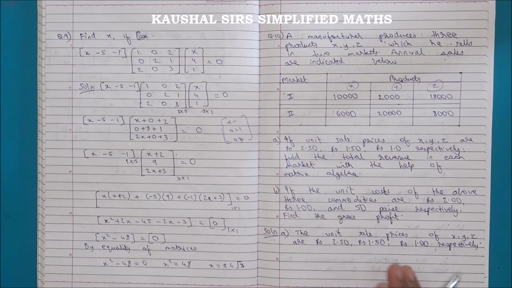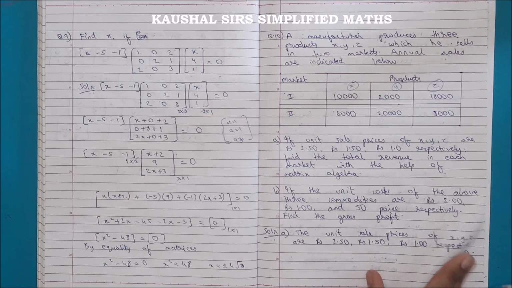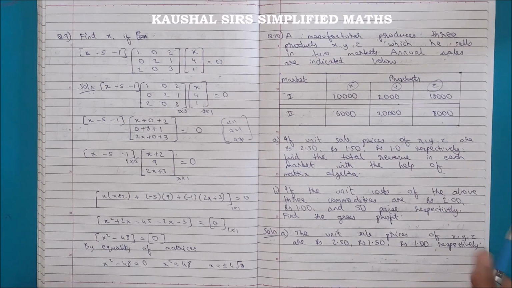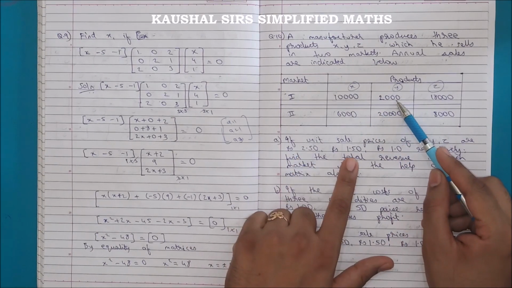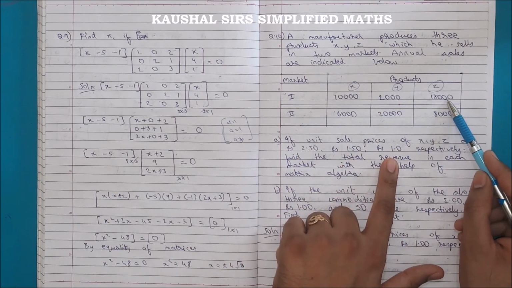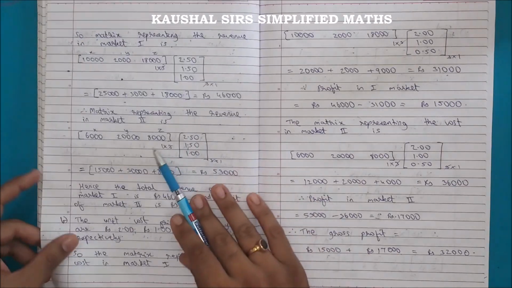Okay, so let us see the first part. So we are writing here the unit sale price of X, Y, Z are rupees 2.5, 1.5 and 1 respectively. Okay, so we have understood the logic that we want to multiply 10,000 into 2.5 plus 2,000 into 1.5 plus 18,000 into 1, right? So let's see the solution.